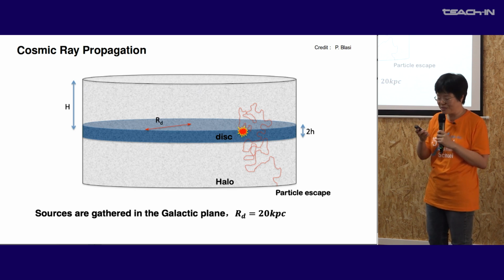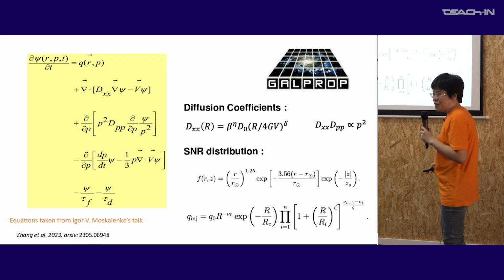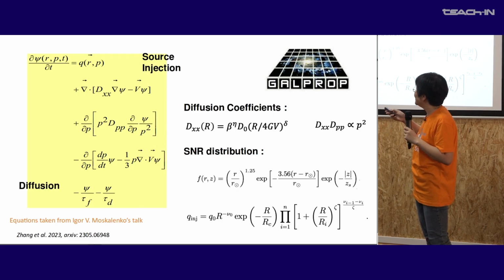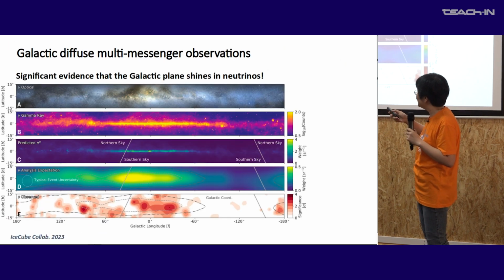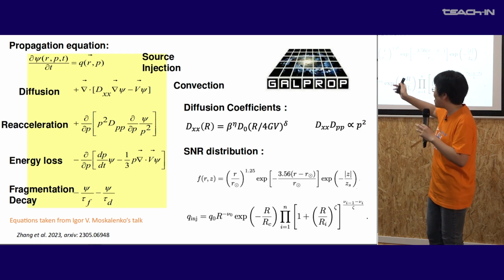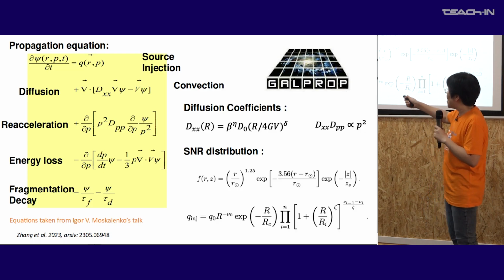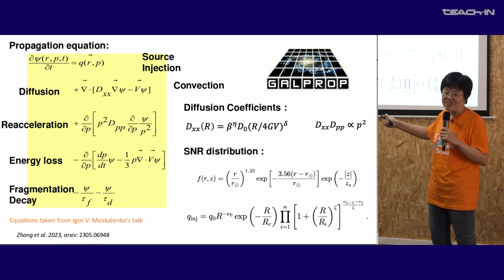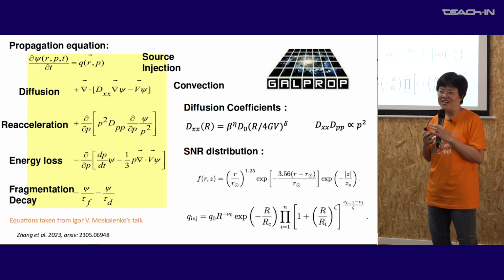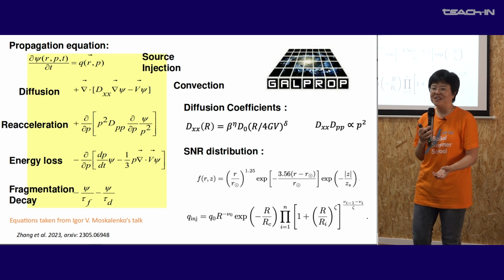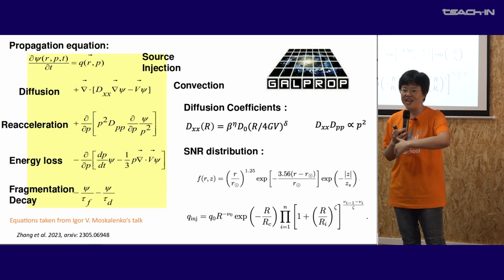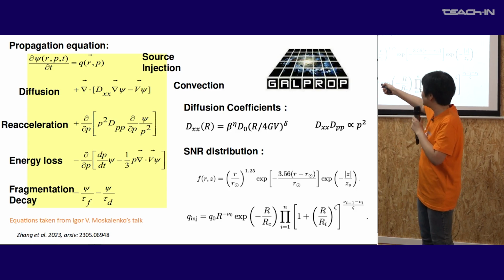Then we perform the simulation. There are a few equations maybe some people would like to see. Here is the propagation equation. On the left side is the cosmic ray density changing with time. On the right side, you all know, there might be sources, and there may be other ways to lose particles, and we take everything to the right-hand side.